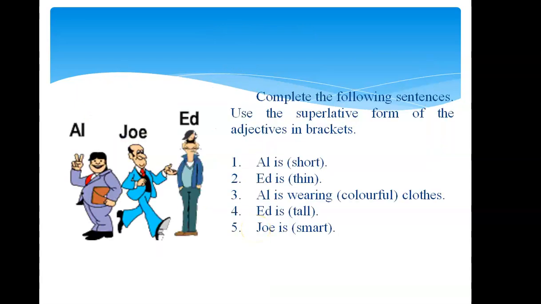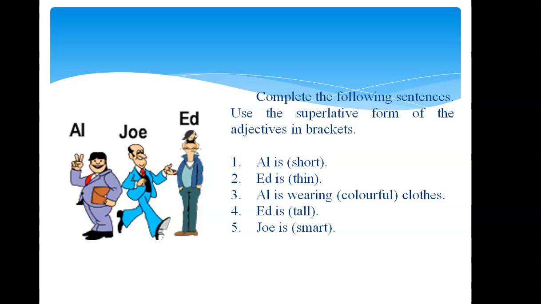Okay. Ali, Joy, and Ed. Let's complete the following sentences. Use the superlative forms of the adjectives in brackets. Ali is short, Ed is thin, Ali is wearing colorful clothes, and Ed is tall, Joy is smart. Ali is the shortest. Ali is the shortest.